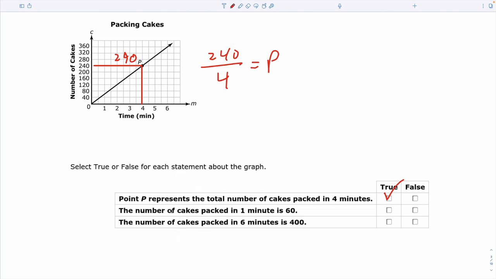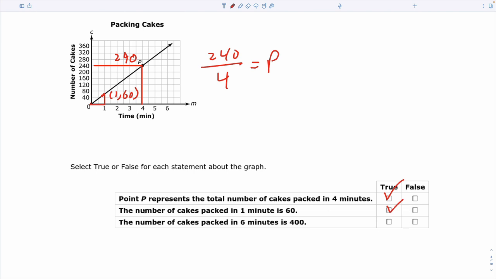Yeah, that could simplify. You could simplify and go to unit rate, which I think we'll get to in the next one. The number of cakes packed in 1 minute is 60. Go over to 1, go up to the next dots. Over to 1, up. Where is that dot in between? It's in between 40 and 80. Is between 40 and 80 really 60? Yeah, so this is also true. This is going to be 1, 60.